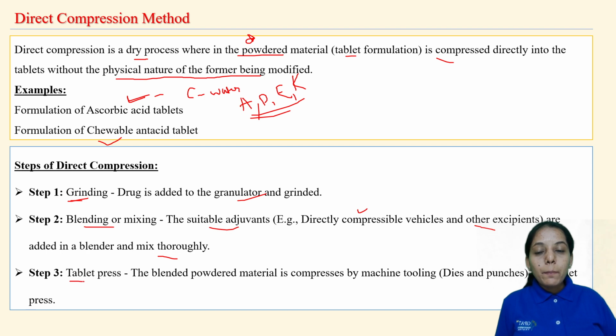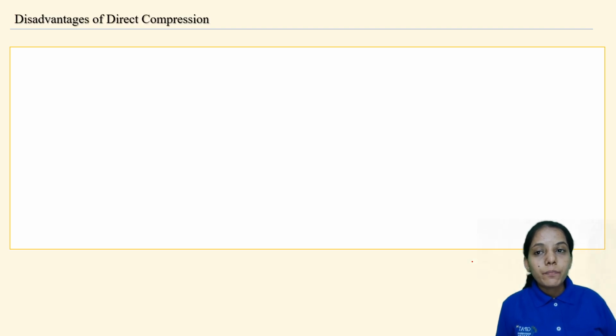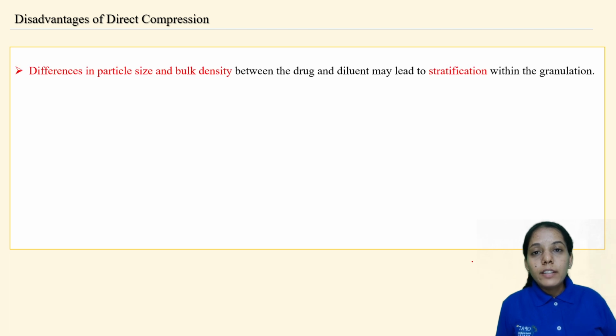Next is the tablet press. Step 3 is nothing but the tablet press. The blended powdered material is compressed by machine tooling, dies and punches, into a tablet. So B tooling, BB tooling. There are different toolings which are used for compression. Now, there are advantages of direct compression as well as some disadvantages.